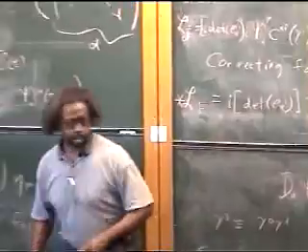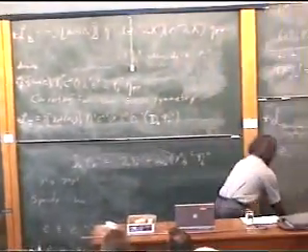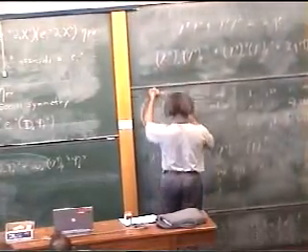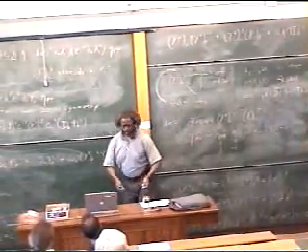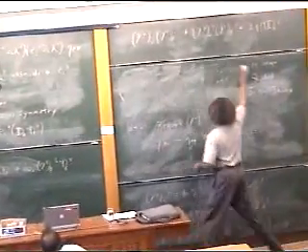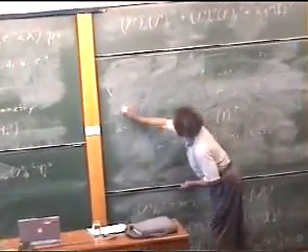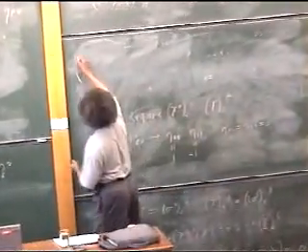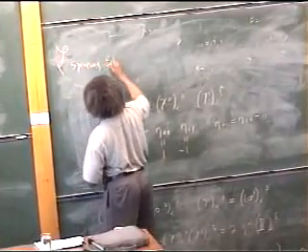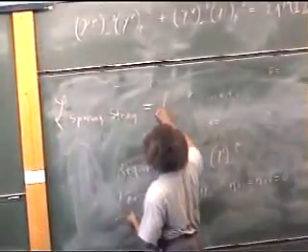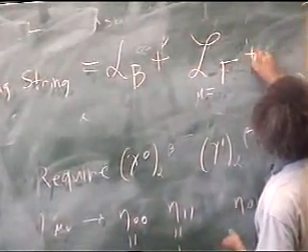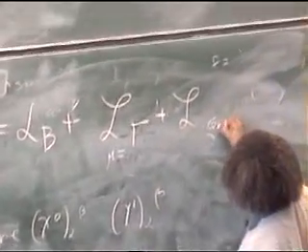The theory that we've now succeeded in describing, the theory that we've described, L spinning string, equals L boson plus L fermion plus L gravitino coupling.